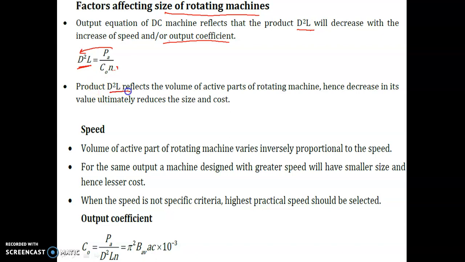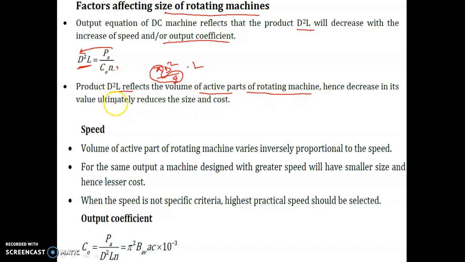The product d square L reflects the volume of the effective part of the rotating machine. This is in fact the volume, because d is the diameter and L is the length. So pi d square by 4 is the area, multiplied by L. For the time being we neglect the constant. So d square into L, this whole term is in fact volume.